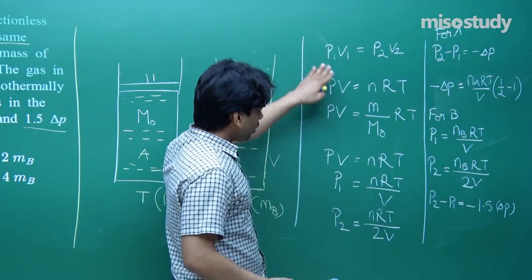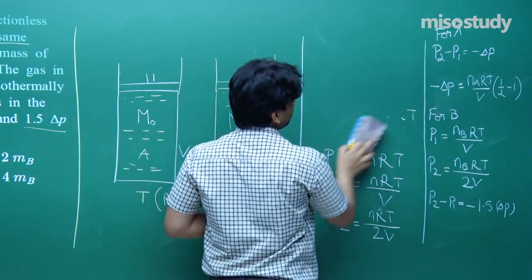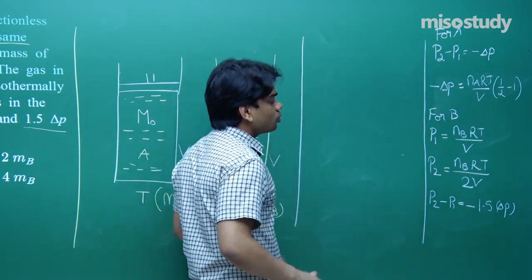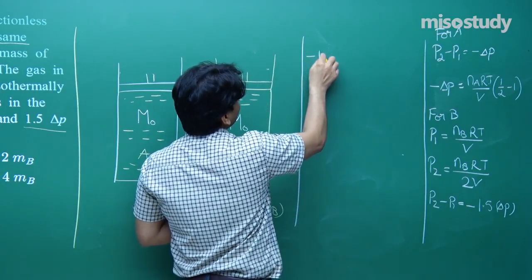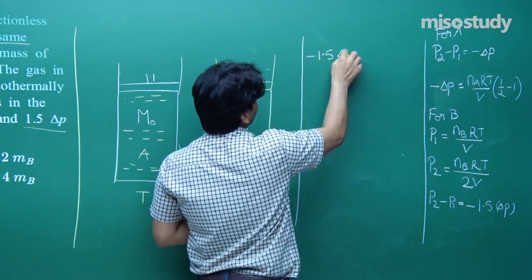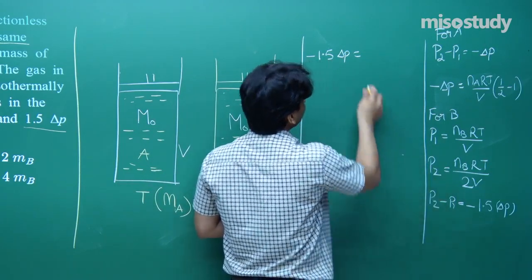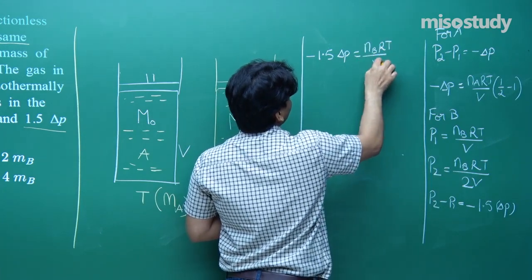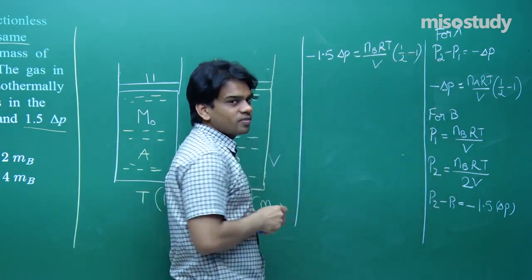Okay, I do not need this part, let me rub this part, I hope that you would have taken it down. Now P2 minus P1 equals minus 1.5 delta P, and if we use that, minus 1.5 delta P is equal to P2 minus P1, so nBRT by V times (1 by 2 minus 1), we can use this.